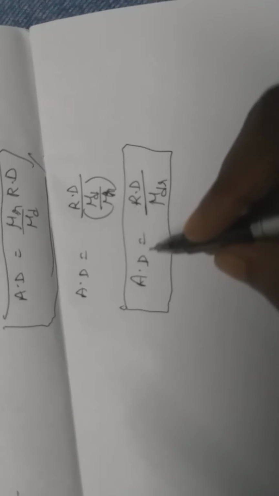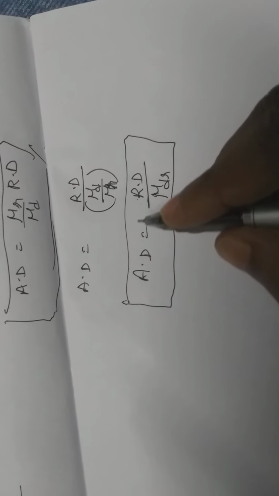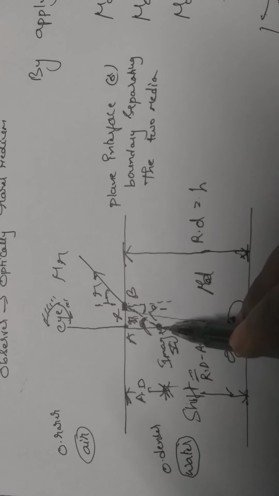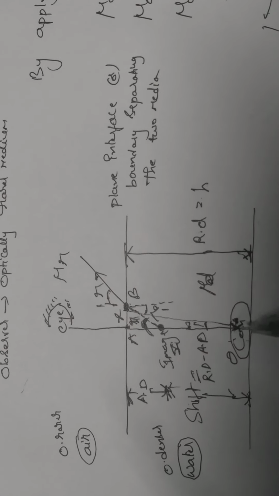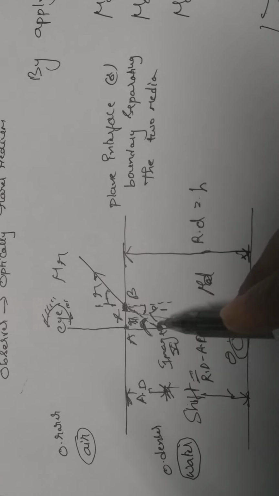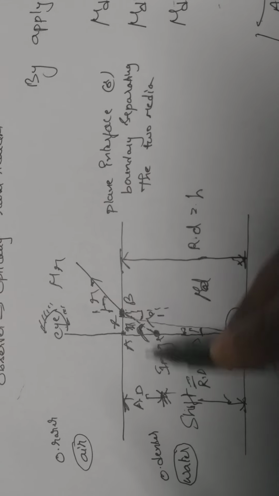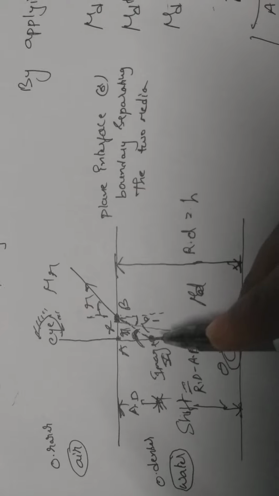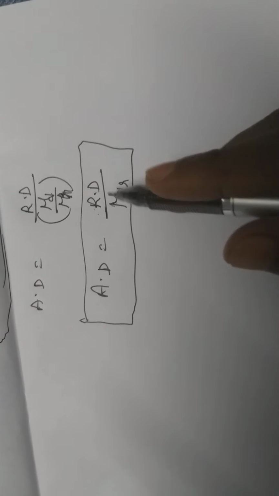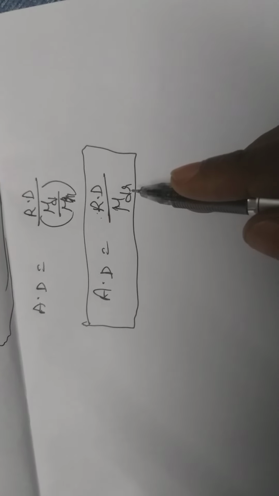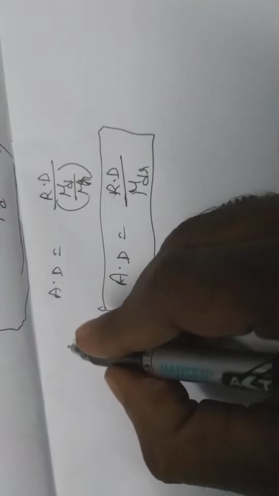So this is the formula. Apparent depth, the apparent position of the object, is shifted towards the plane surface, and it is less than the real depth. How much less than real depth? It is decreased by mu dr times. So apparent depth is real depth by mu dr. That means apparent depth is less than real depth by mu dr times. And we can generalize this also.